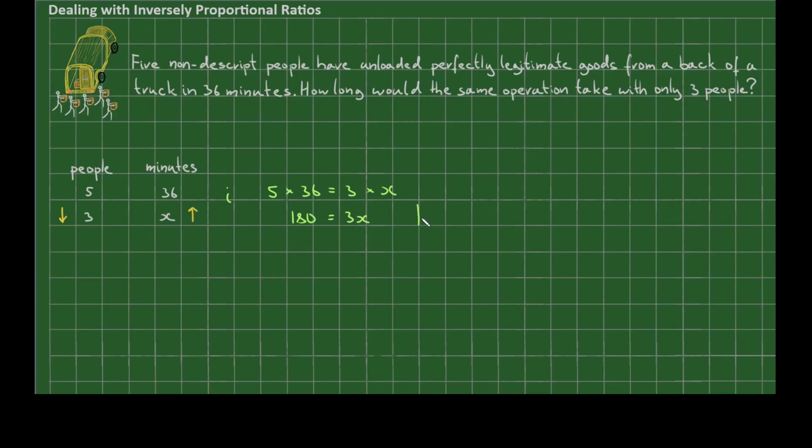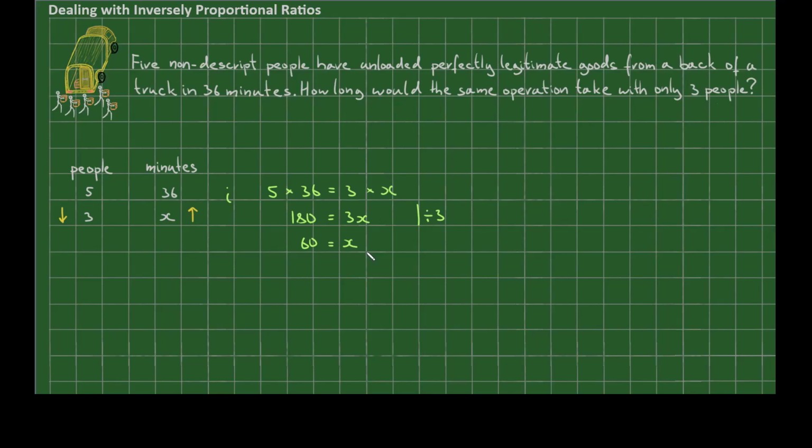I need to transpose the 3, which means I need to divide both sides by 3. 180 divided by 3 is 60, and therefore x equals 60. This means that I could say that 3 people would take 60 minutes to complete the same task.